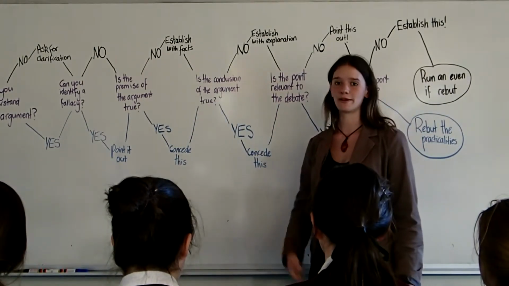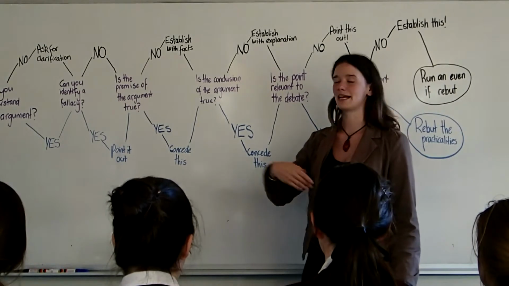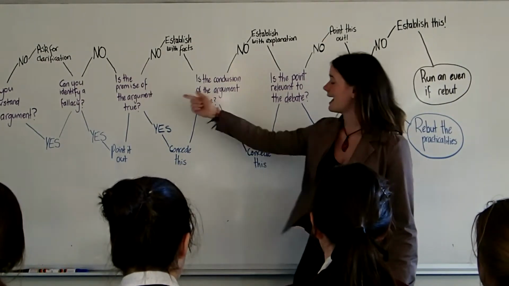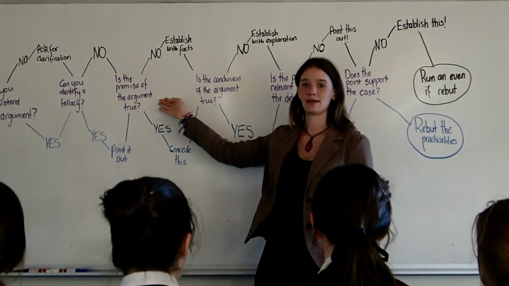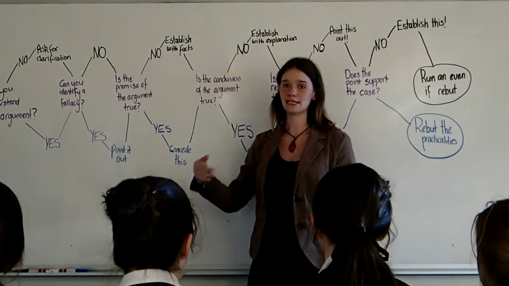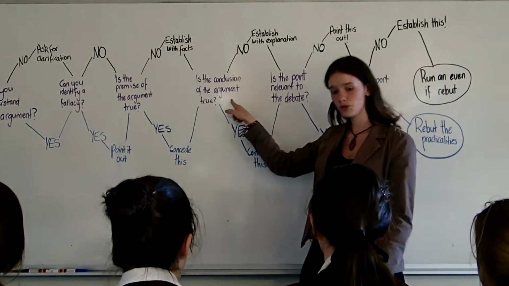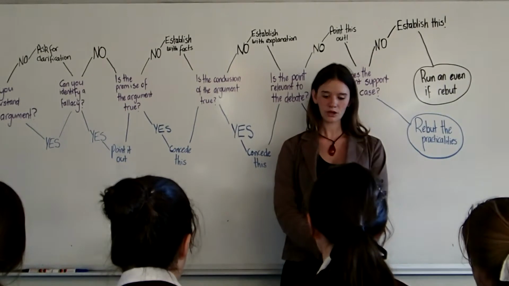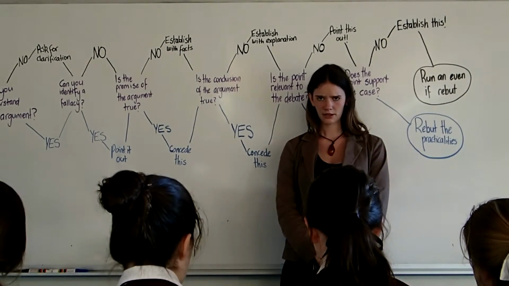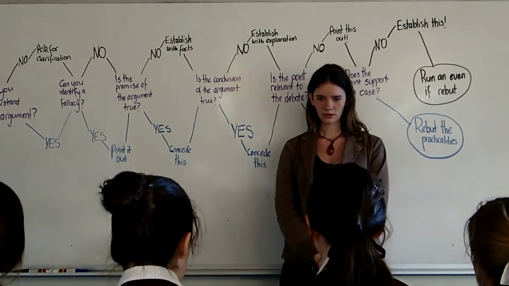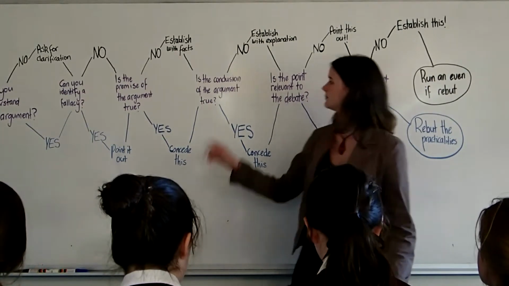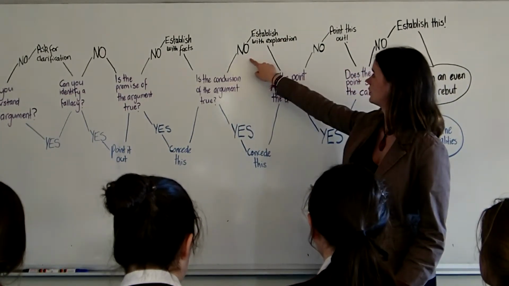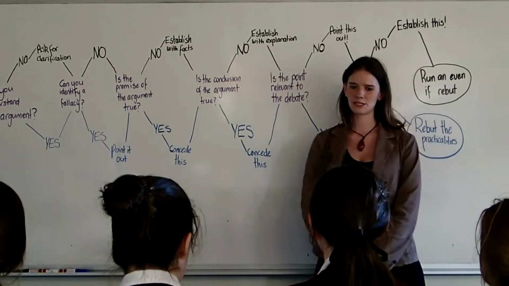So at this point, we have thoroughly rebutted that. We're saying it has failed to establish a link and the premise of the argument is untrue. But for the purposes of this, let's continue. Is the conclusion of the argument true? No. What's the conclusion of the argument? That political discourse will improve. Okay, so we can say that's no. Can you establish that with an explanation?